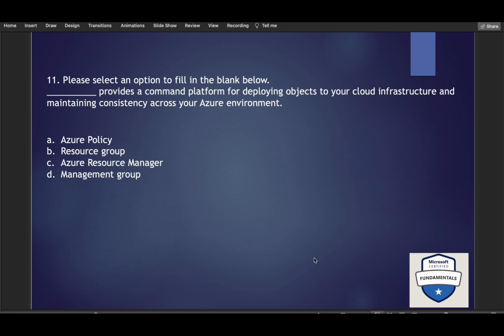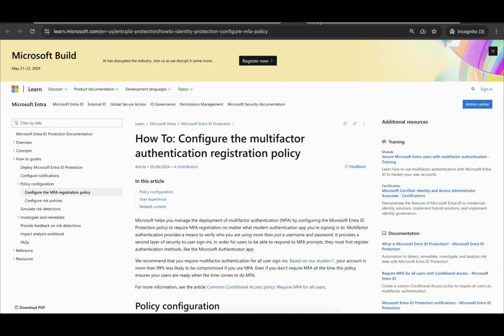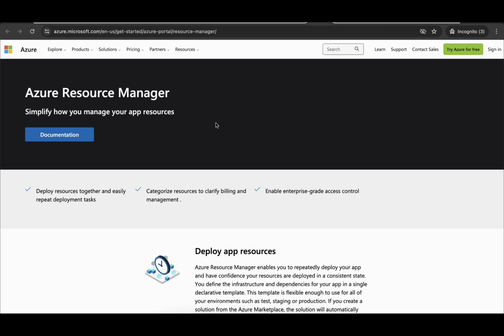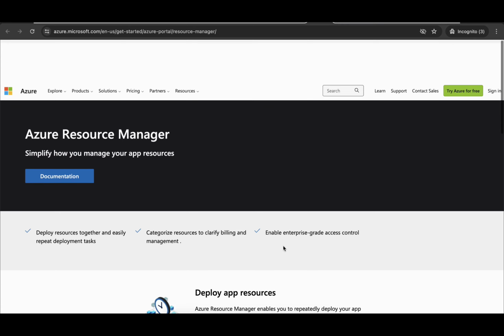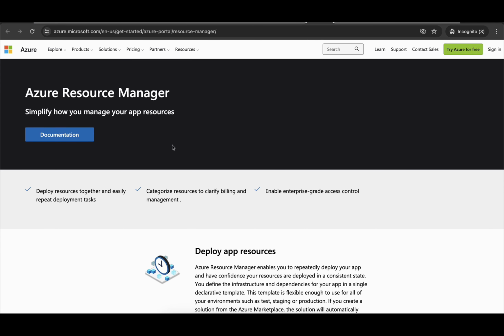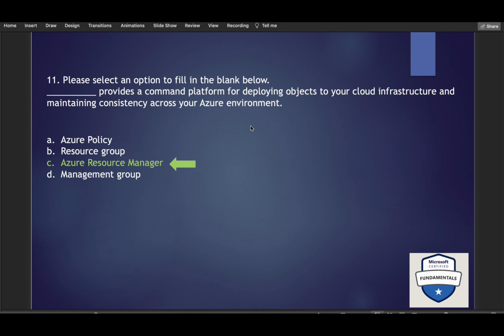Please select an option to fill in the blank below. Dash provides a common platform for deploying objects to your cloud infrastructure and maintaining consistency across your Azure environment. So the answer to this is Azure Resource Manager. If you go here, this talks about Azure Resource Manager, how you want to deploy app resources, organize resources, control access to resources. Do study this, simplify how you manage your app resources. So basically, you want to maintain a common platform for deploying objects. So everything is maintained by Azure Resource Manager.